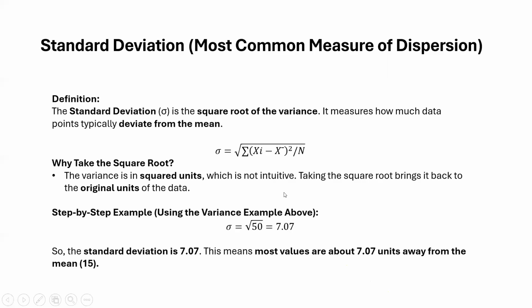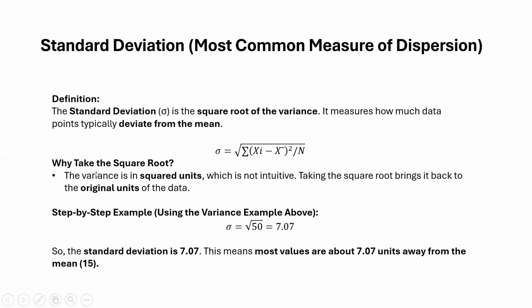That is the standard deviation, and it's the most common measure of dispersion. It's a very simple thing. It's basically the square root of the variance that we just calculated. It measures how much data points typically deviate from the mean. The calculation looks like this. We have already calculated the inner part of it. We are just taking the square root of the variance that we have just calculated.